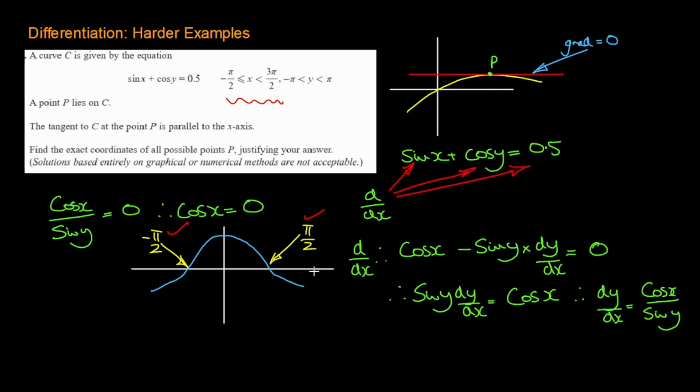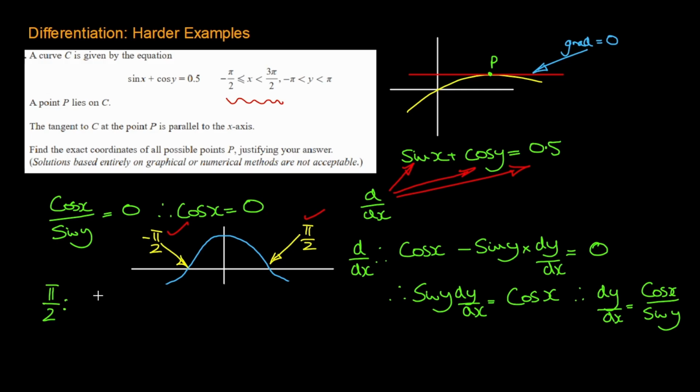Continuing to higher x values, the next time cos x is 0 will be another pi radians on, which will be 3 pi by 2, but we're told that the restriction is that x must be less than 3 pi by 2. So these two, minus pi by 2 and plus pi by 2, are our only two solutions. So let's try pi by 2 first.